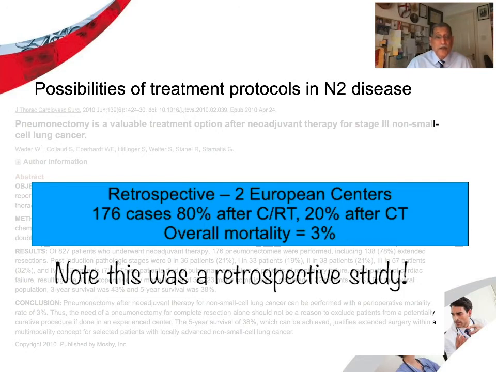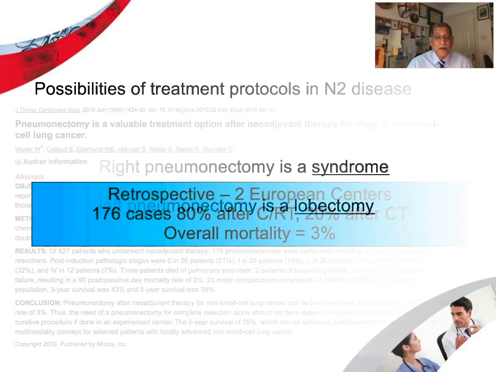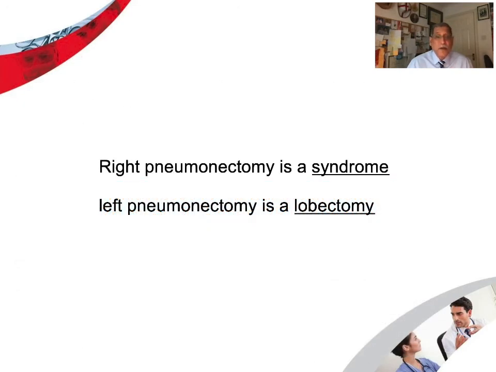Their overall mortality of pneumonectomy was only 3%, below the international reports. To my mind, one can think of the right pneumonectomy as a syndrome with a bad prognosis. They die of all sorts of reasons, including ARDS and non-cardiogenic pulmonary edema, right-sided heart failure, etc., whereas left pneumonectomy is nothing more than a usual lobectomy.